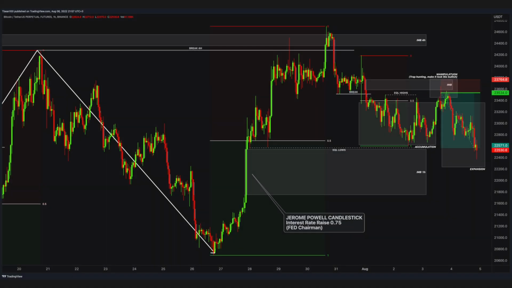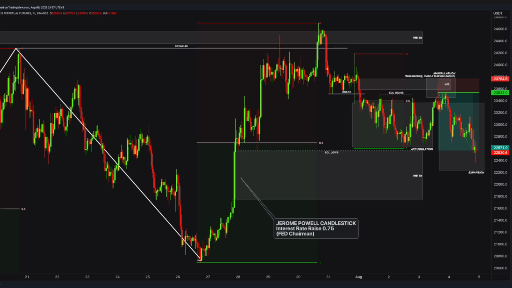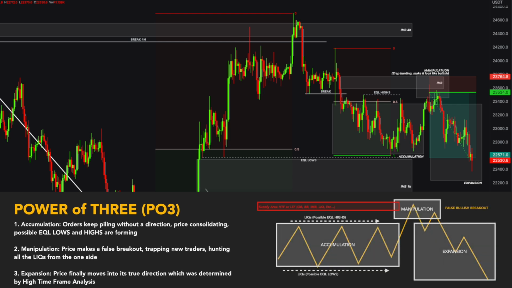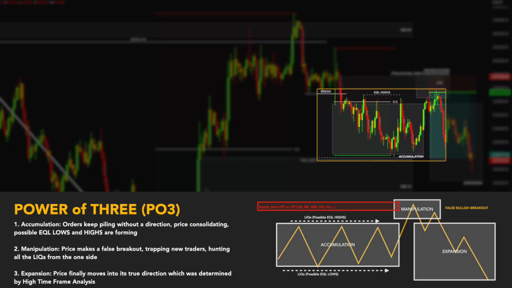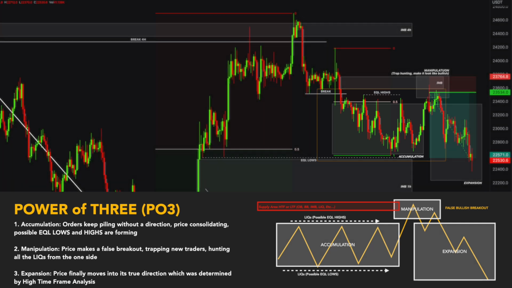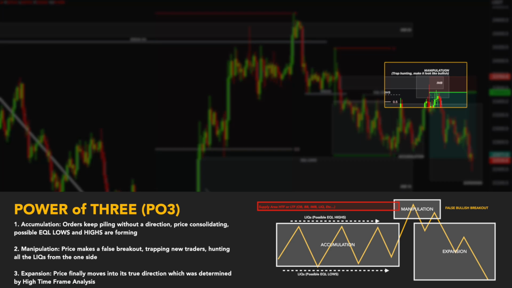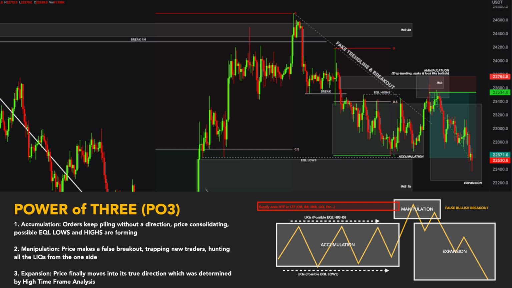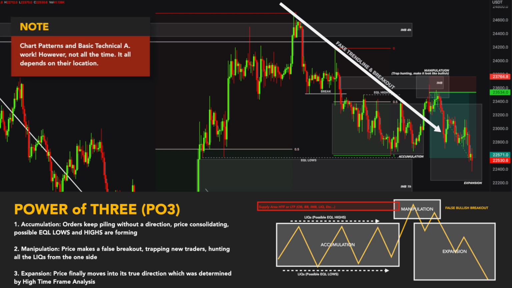Last week, I made a quick intro to PO3, power of 3. You can witness the same market structure here. Price starts to accumulate orders within a range without a clear direction. That makes a fake breakout above, trapping the beginner traders with manipulation. You'll ask how? Can you see the trend line here? What you have learned as a beginner trader is to trade the breakout from the trend line. Yes, it may sometimes work, however it all depends on where the trade is. This trend line breakout is fake.